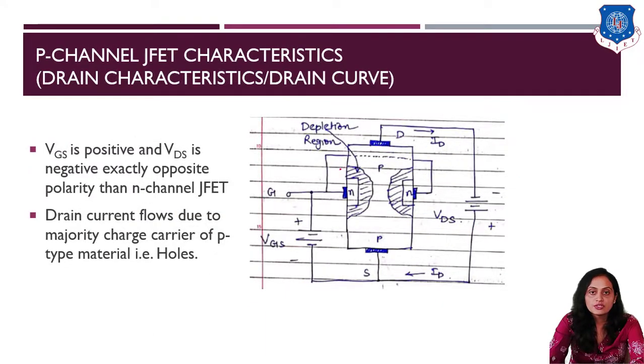P-channel JFET characteristic. Drain characteristic we want to plot. For that the circuit diagram and the setup is like this. For the P-channel JFET, the gate is of N-type and that is why the VGS becomes positive to make this PN junction reverse biased. And we are connecting one voltmeter to measure the VGS, and VDS is negative and ID is flowing in this direction. VGS is positive, VDS is negative, exactly opposite to that of the N-channel JFET. The drain current flows like this. We are measuring ID, VDS and VGS.